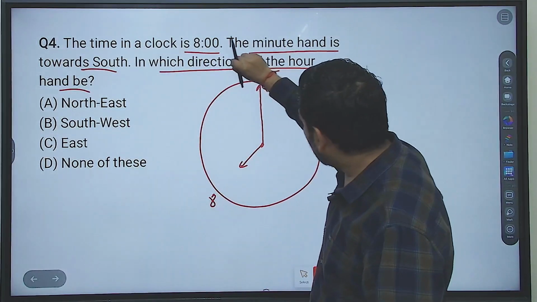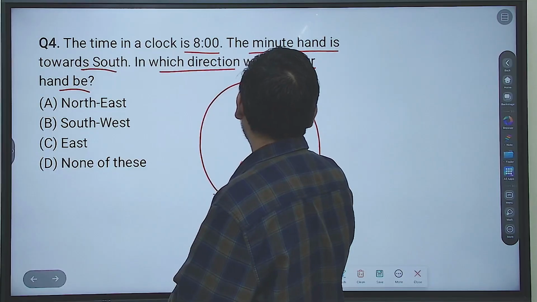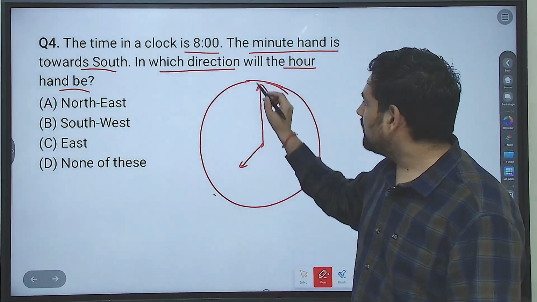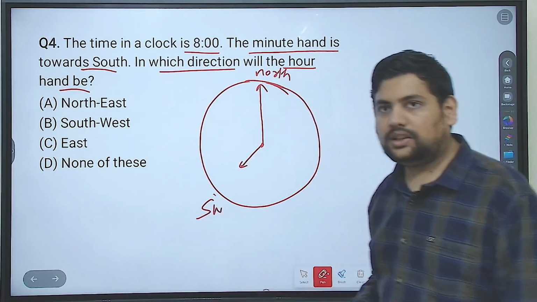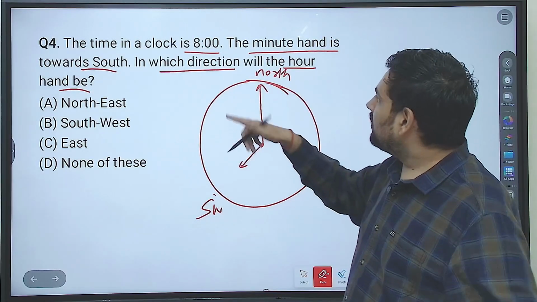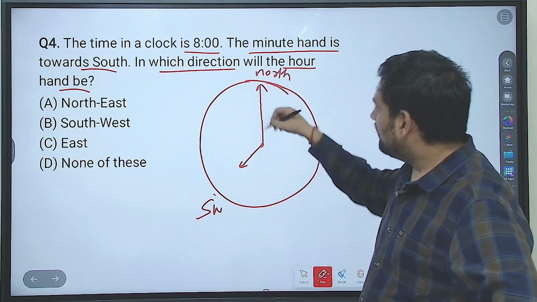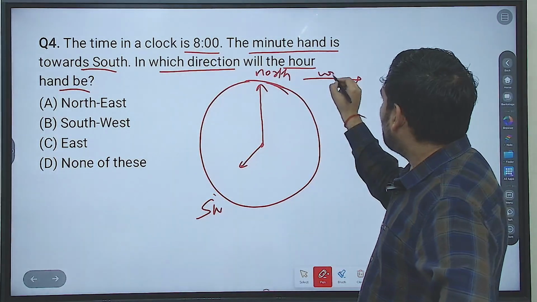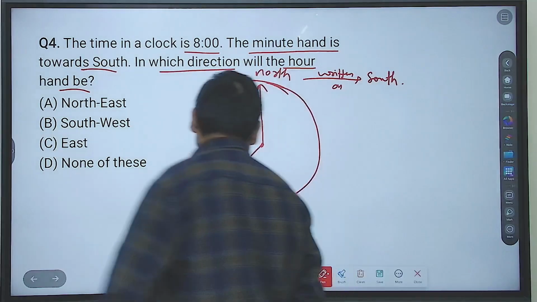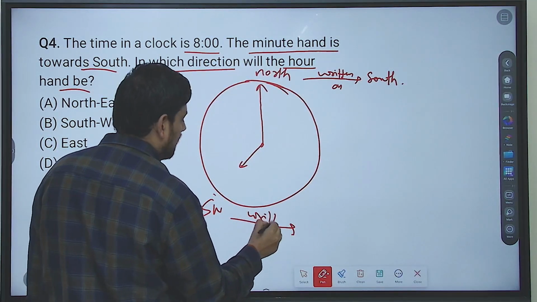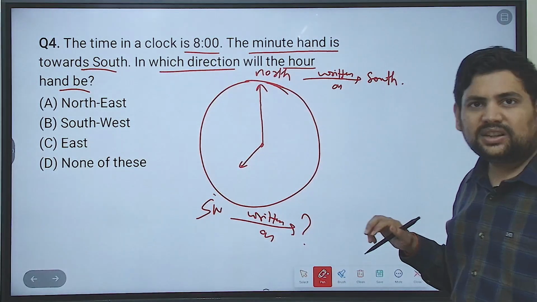Now if you look in terms of directions, which direction is this pointing? This is actually pointing in north direction and this is pointing in southwest direction. Okay, now according to the question, it says the minute hand is towards south. That means this hand is towards south, that is north is written as south. Then the question becomes, then southwest is written as what?